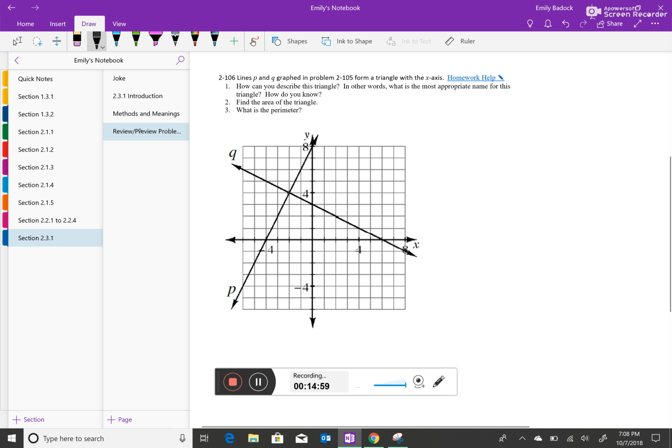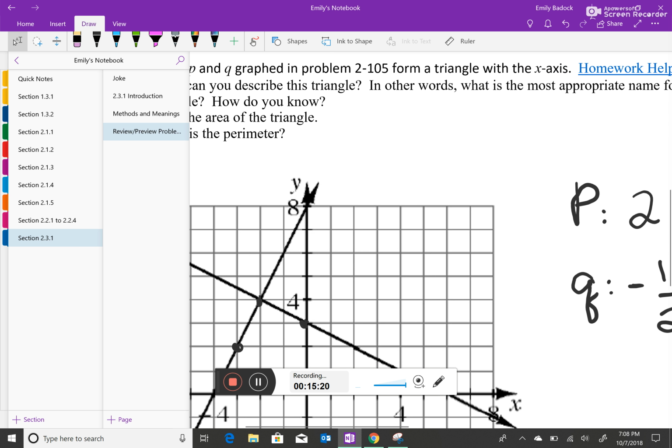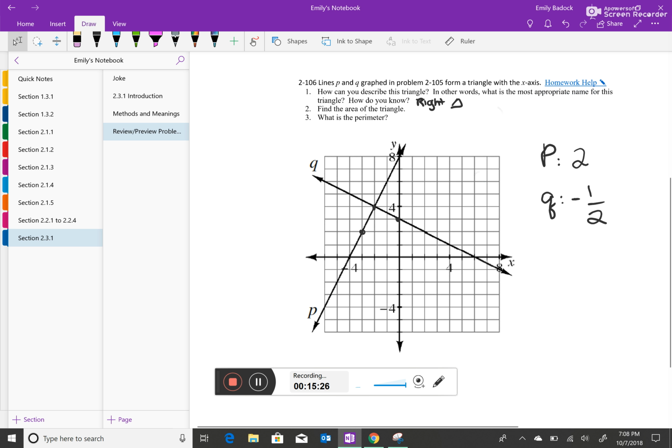So I am just going to do a dot here and a dot here and say that the slope of line P is 2 over 1. And then the slope of line Q is a negative, and it is 1 over 2. So we would say for question 1 that this is a right triangle. There's nothing else you can assume about it.